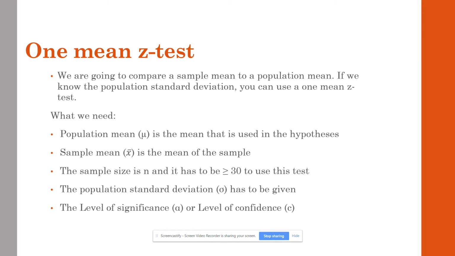So what we need is a population mean, and that's the mean that we're going to use in those hypotheses. The sample mean x bar is the mean of the sample that we're looking at. The sample size is n and it has to be greater than or equal to 30 to use this test. The problem or the data set will show you how many are in the sample. The population standard deviation, sigma, has to be given to use a z-test. If not, there's another type of test we have to run. The level of significance, alpha, is the level of confidence.